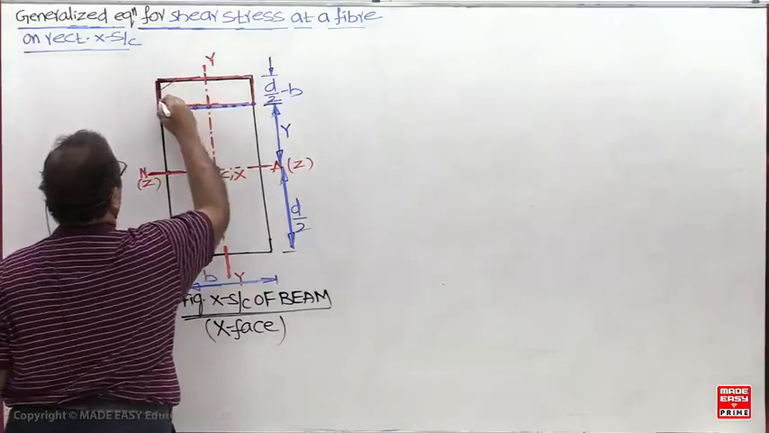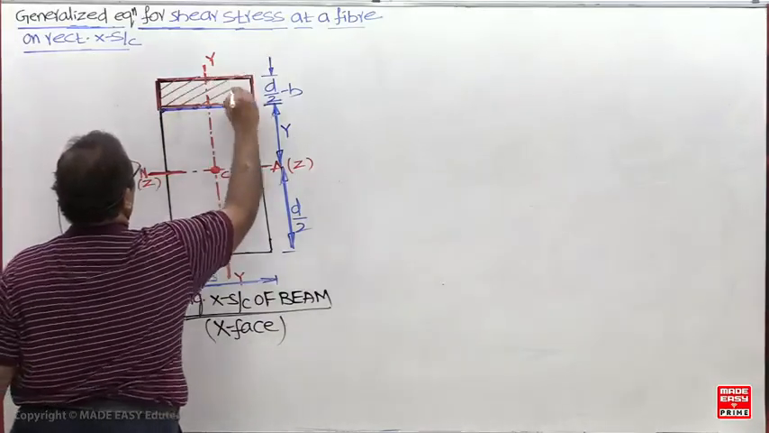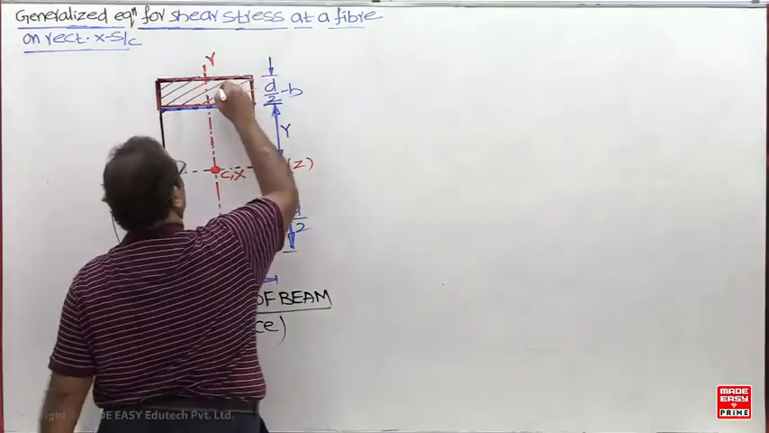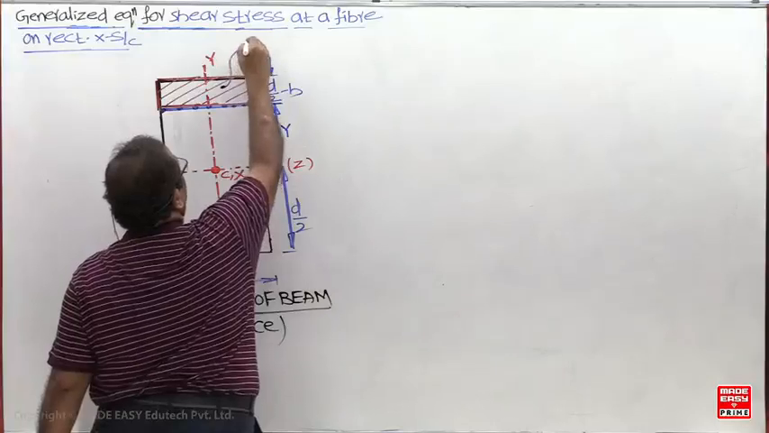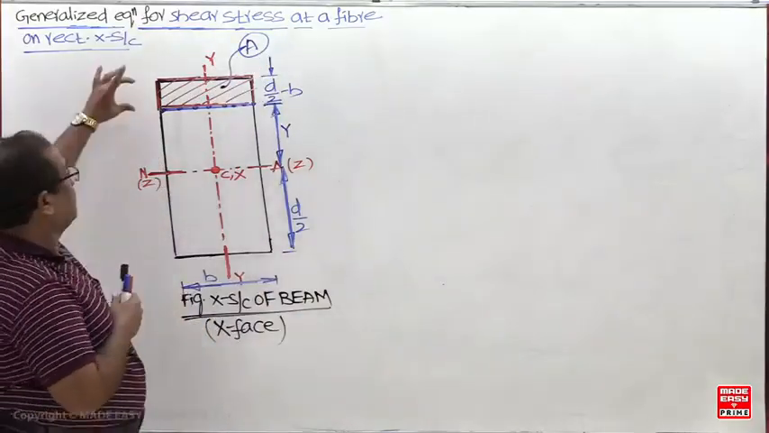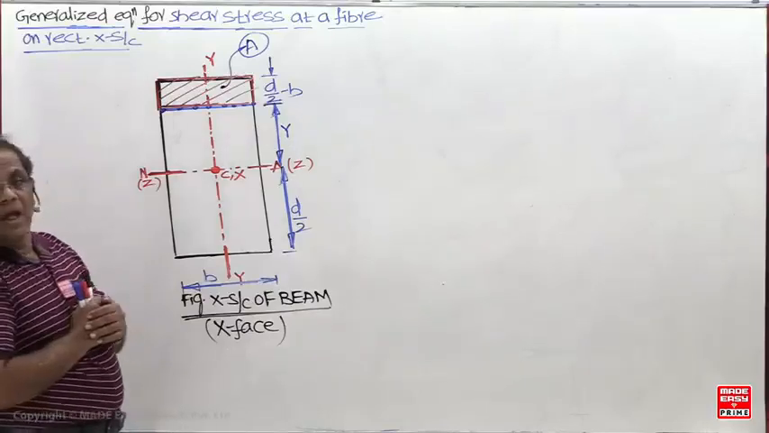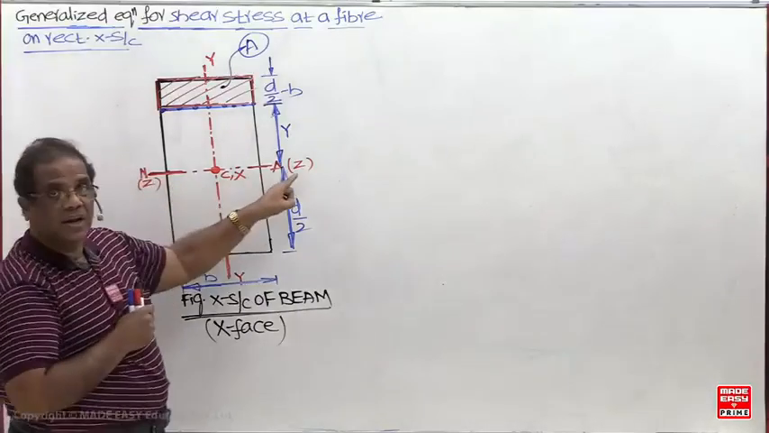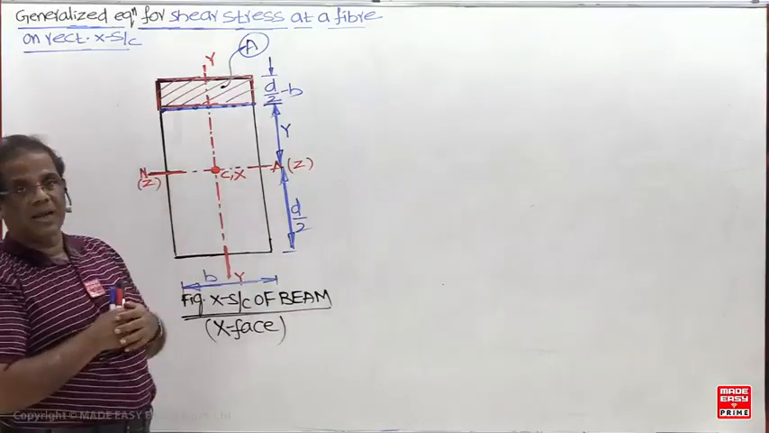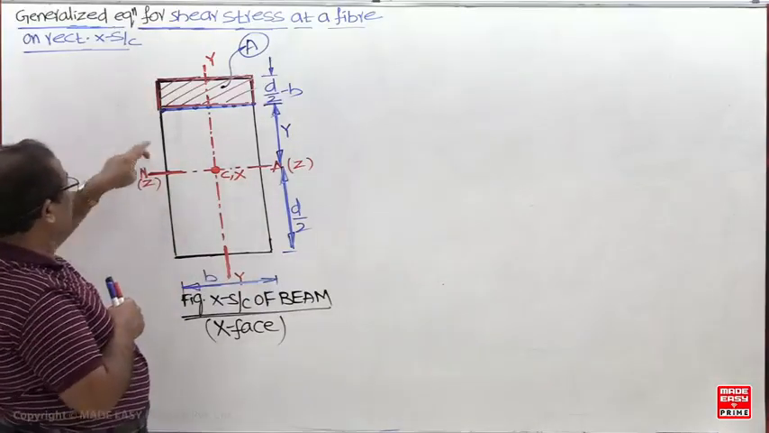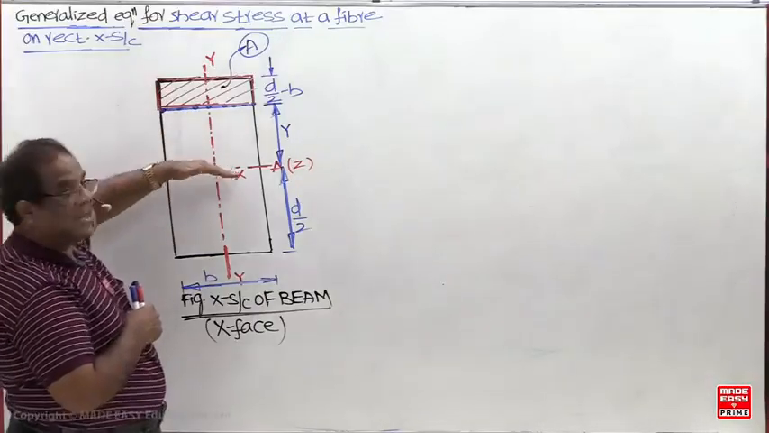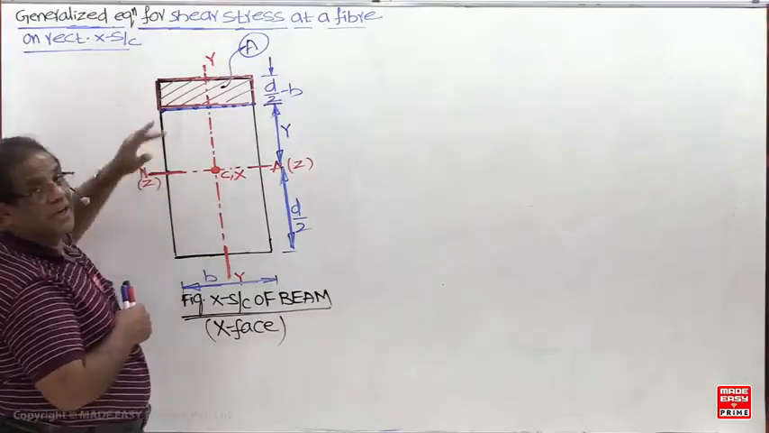So what is the shape of this hatched portion? Rectangular. So what is this area? Area is what now? B into D by 2 minus y. So if I want to find out the shear stress at the neutral axis itself, what is the area? B into D by 2. The total area is considered now. When I am considering here, I have to take the above area. So what is this area now? B into D by 2.